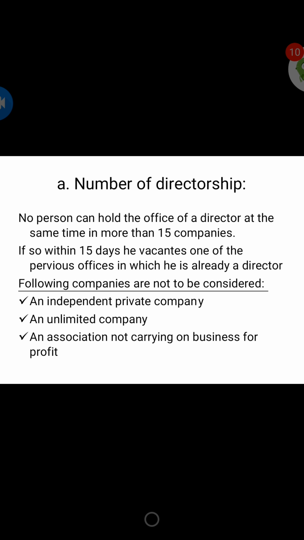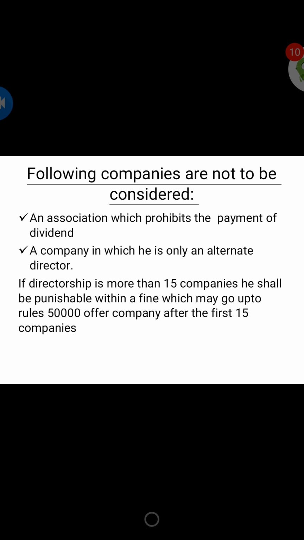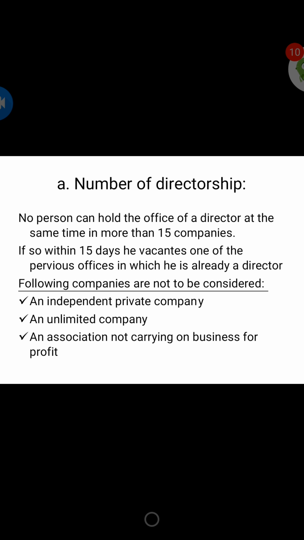While calculating the number of 15 companies, some companies are not included. These are: a private company, an unlimited company, an association not carrying on business for profit or which prohibits the payment of dividend, and a company in which he is only an alternate director. So when you calculate the 15 companies, these companies are not included.